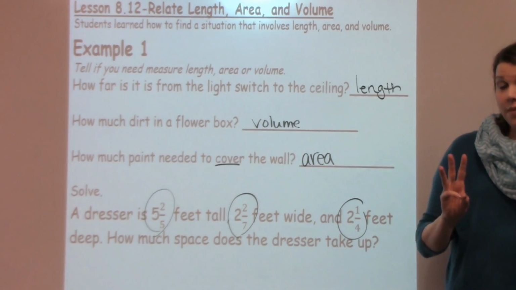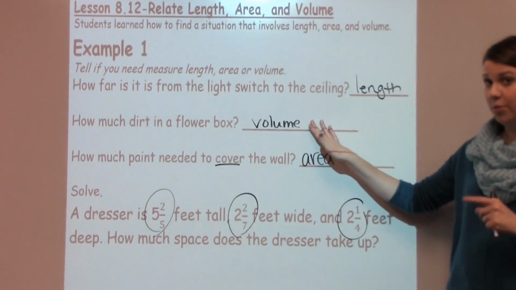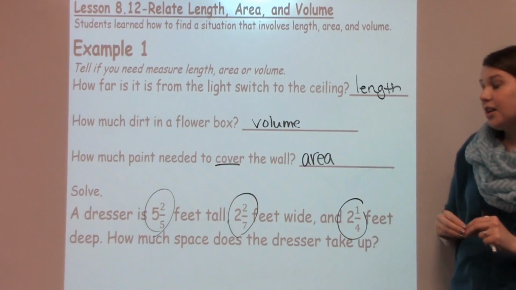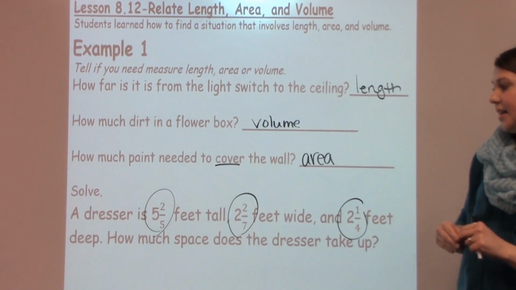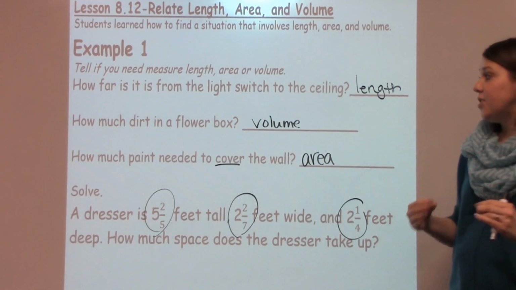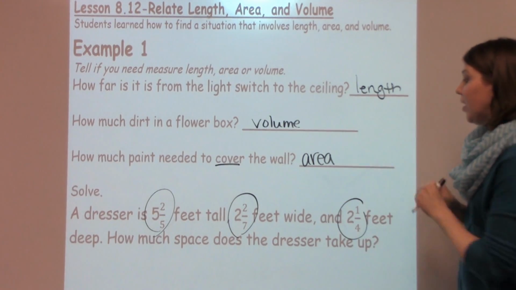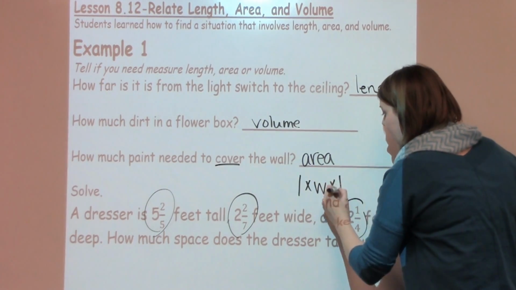Well, I see that I have 3 dimensions, and so most of the time 3 dimensions is going to indicate volume, length times width times height, but I'm just going to make sure that I don't have extra information here that's trying to throw me off. When the question asks how much space does the dresser take up, that's going to go ahead and cue me into that I do need to find volume. So I'm going to write down length times width times height.